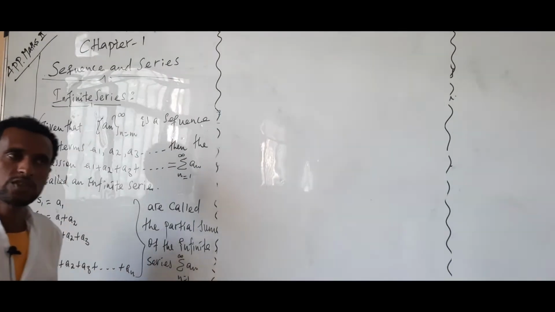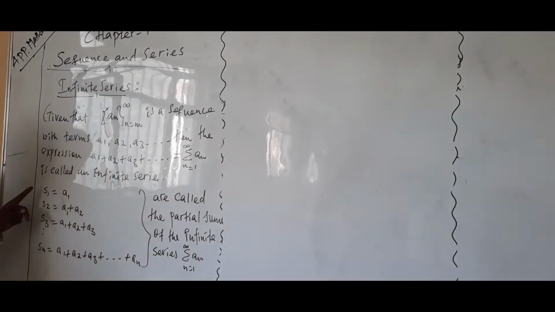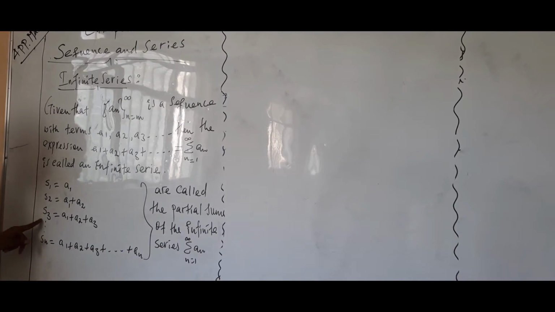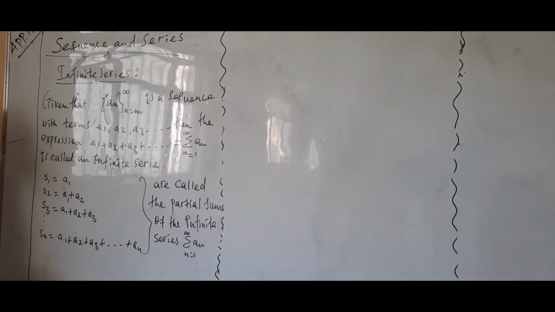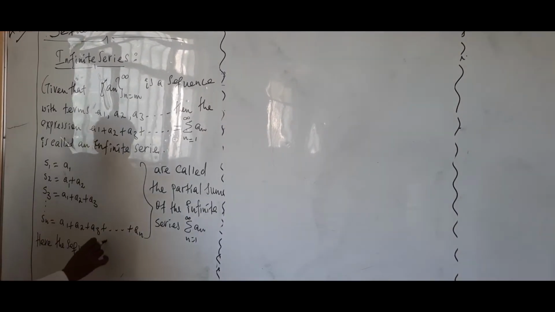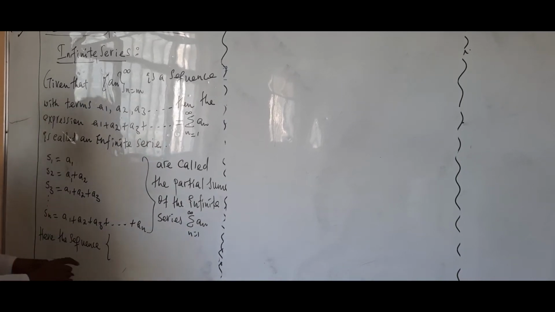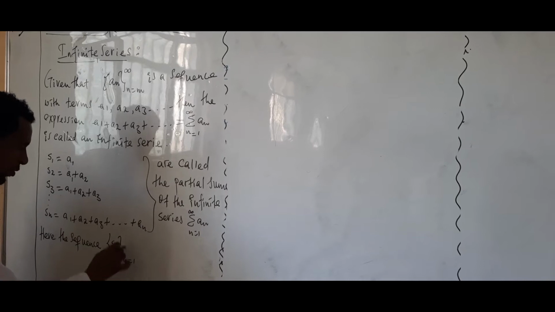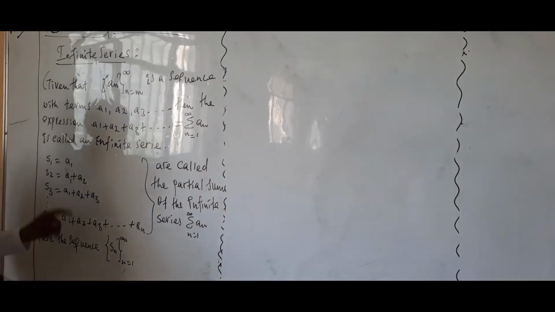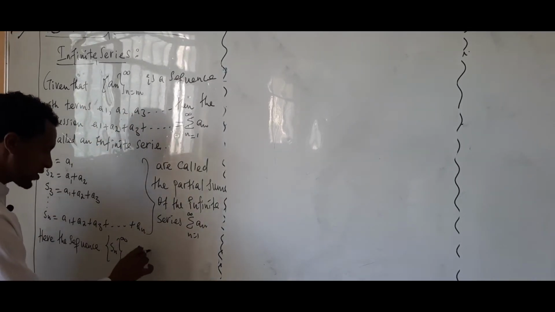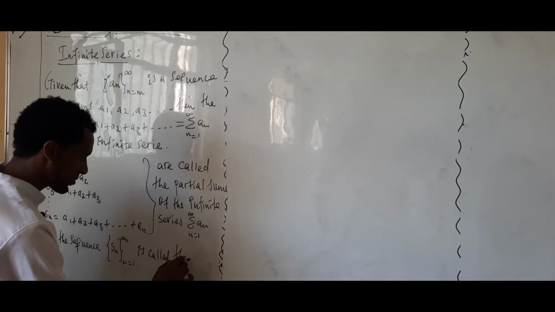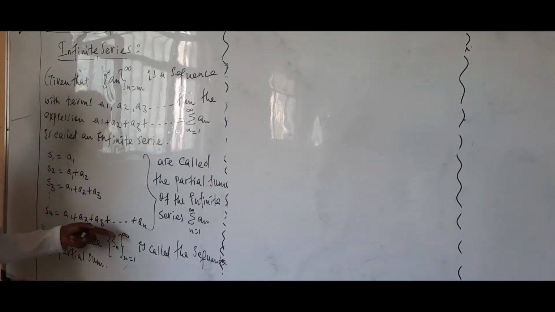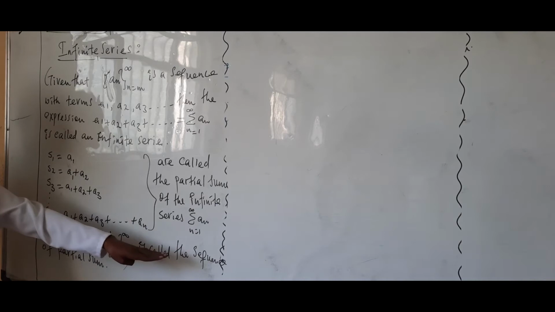Here, as you can observe, the partial sums in turn form a sequence whose terms are the partial sums Sn when n starts from 1 to infinity, called the sequence of partial sums. A partial sum by itself forms an infinite sequence.